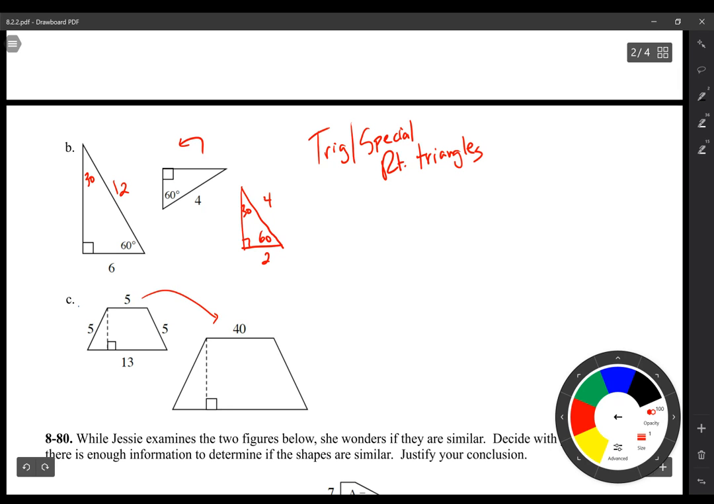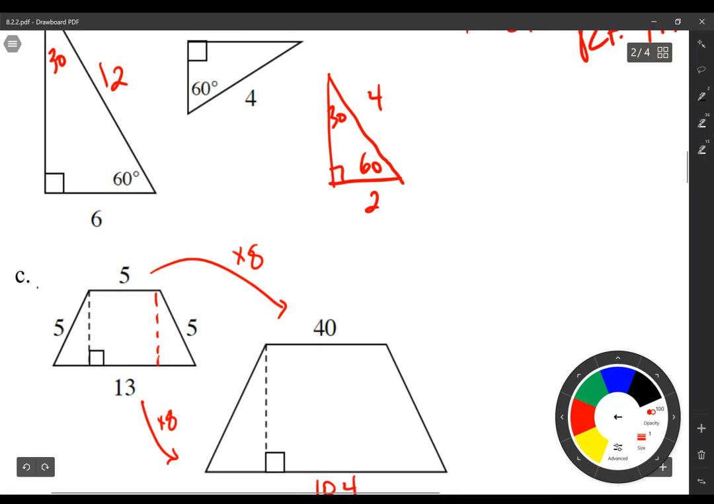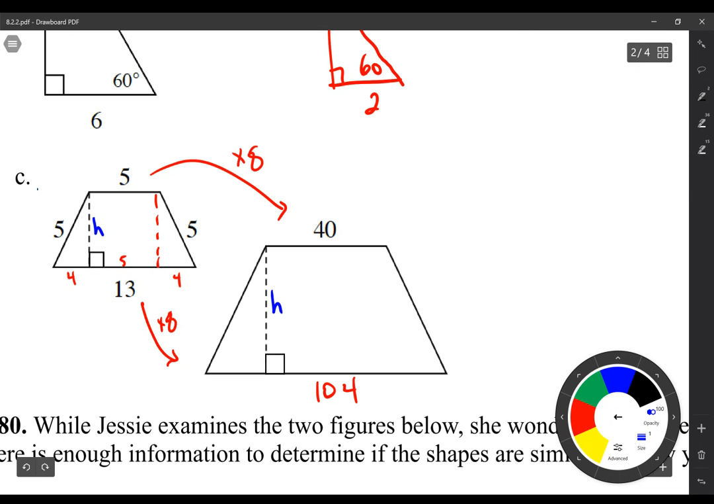Since we know this is 8 times as big, 5 times 8 gives us 40. That means we need to multiply this by 8. So that's, let's see, 104, I believe. 80 plus 24. So that means this bottom side is 104. We can also figure out that since this part right here is 5, this needs to be 4 and 4. So we have a missing height. And then when we simplify this, that's 40. So this is going to be 32 and 32, and this is 40 right here.